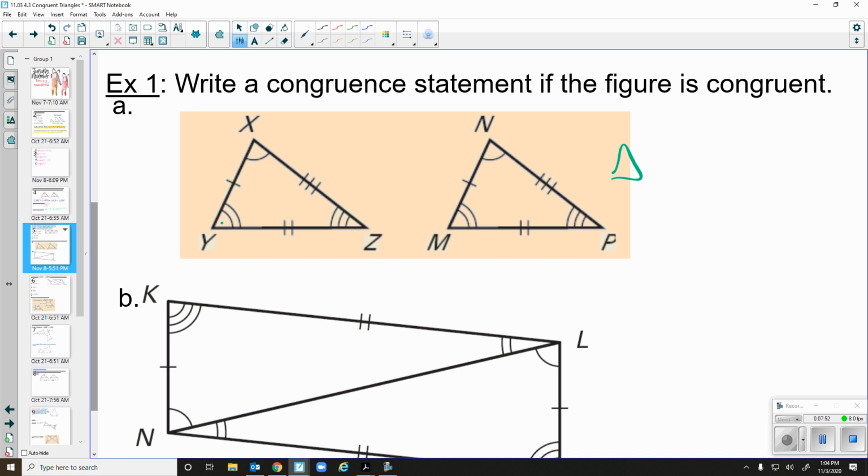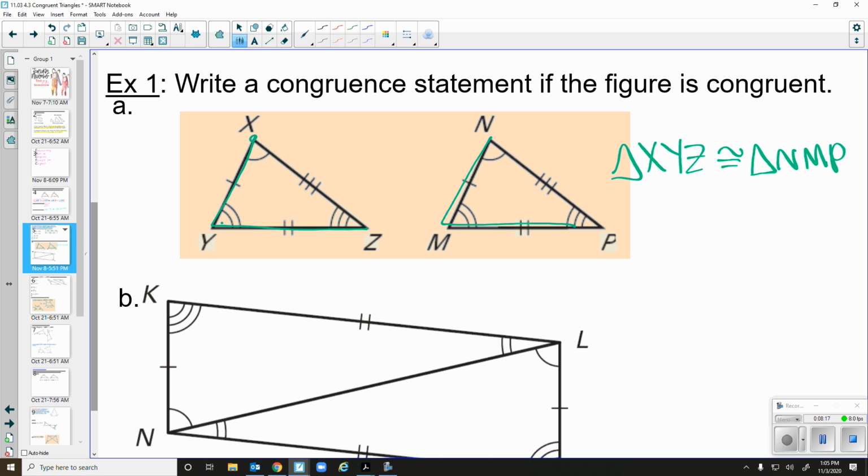So writing your congruency statement of X, Y, Z, you can go in that same order. If it was X, Y, Z, then N, M, N, or P. And we're done. That would be considered an easy one because nothing has changed.